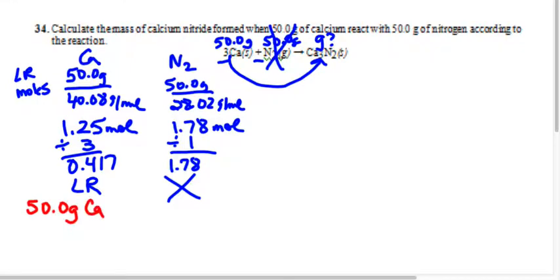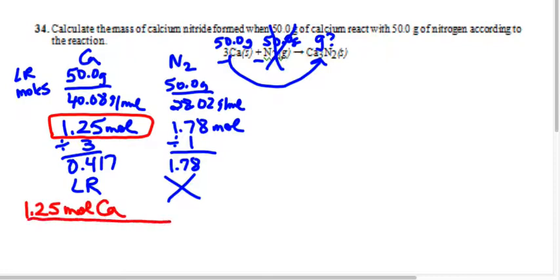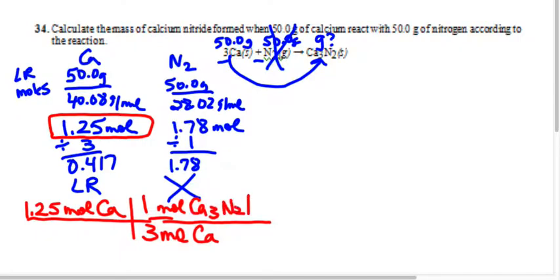Oh, you know what I can do? Why do that again? I already have the moles right here, and I'm just going to use those. Why do this work twice? Right? So 1.25 moles of calcium. Okay, I'm going to stoich over. What's my stoichiometric ratio? For every 3 moles of calcium, I have 1 mole of calcium nitride.